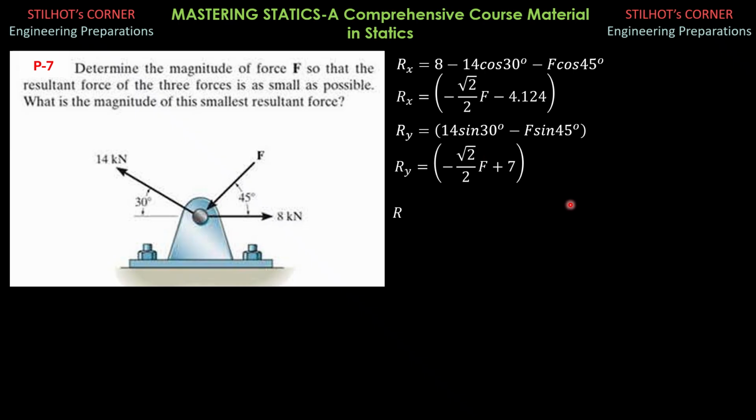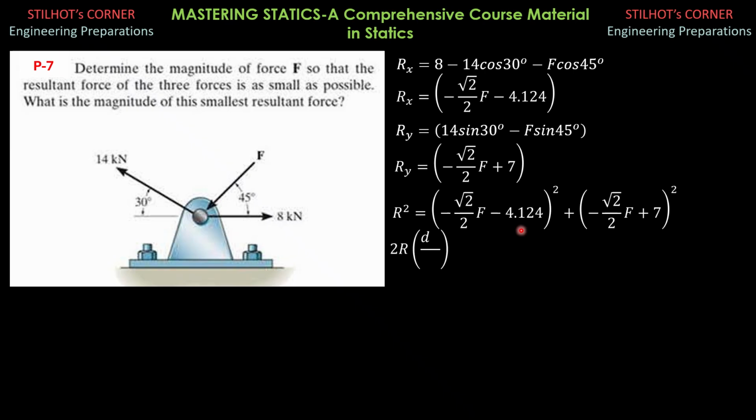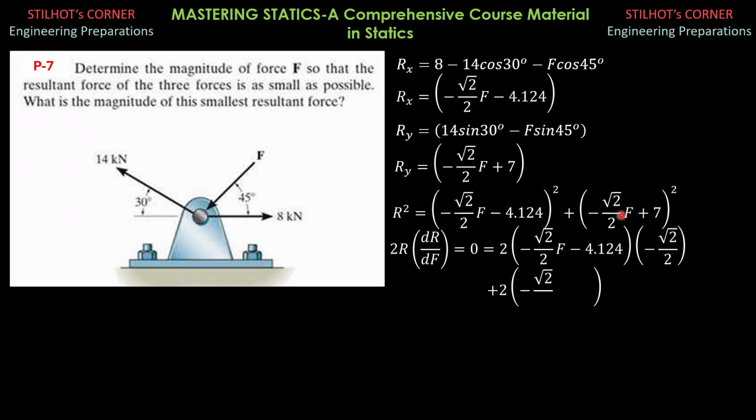So Pythagoras theorem, R squared equals Rx quantity squared, negative square root of 2 over 2 F minus 4.124 squared, plus quantity negative square root of 2 over 2 F plus 7 quantity squared. Differentiating with respect to F, so we have 2R dR/dF equals 0 equals 2 times quantity negative square root of 2 over 2 F minus 4.124 raised to 1, derivative inside is negative square root of 2 over 2, plus 2 times quantity negative square root of 2 over 2 F plus 7 raised to 1 times negative square root of 2 over 2.